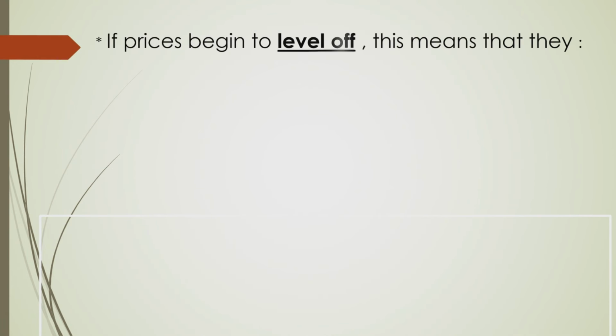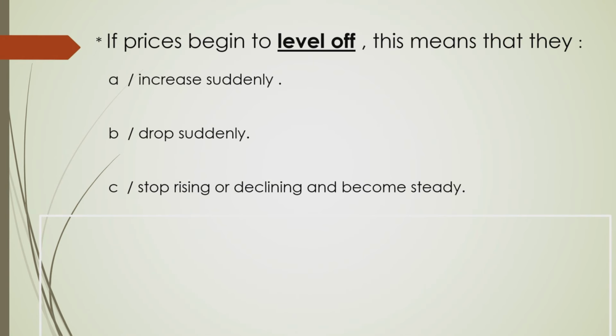Right, now we move on to this phrasal verb. And I suppose you are all familiar with phrasal verbs. The verb is to level off. So if prices begin to level off, this means that A, increase suddenly, or B, drop suddenly, or C, stop rising or declining and become steady.